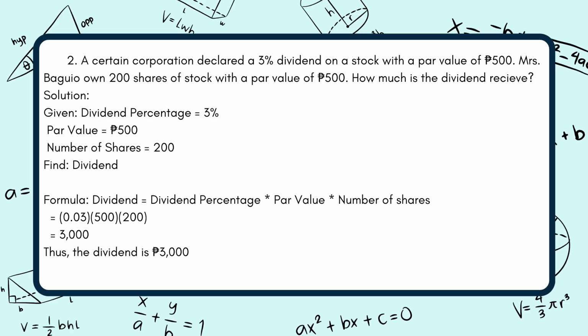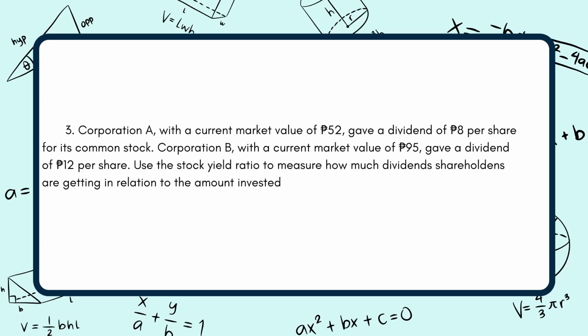In the next question, make sure to listen carefully because this example may be hard for you to understand if you won't listen. Number 3. Corporation A, with a current market value of 52 pesos, gave a dividend of 8 pesos per share of its common stock. Corporation B, with a current market value of 95 pesos, gave a dividend of 12 pesos per share. Use the stock yield ratio to measure how much dividends shareholders are getting in relation to the amount invested.